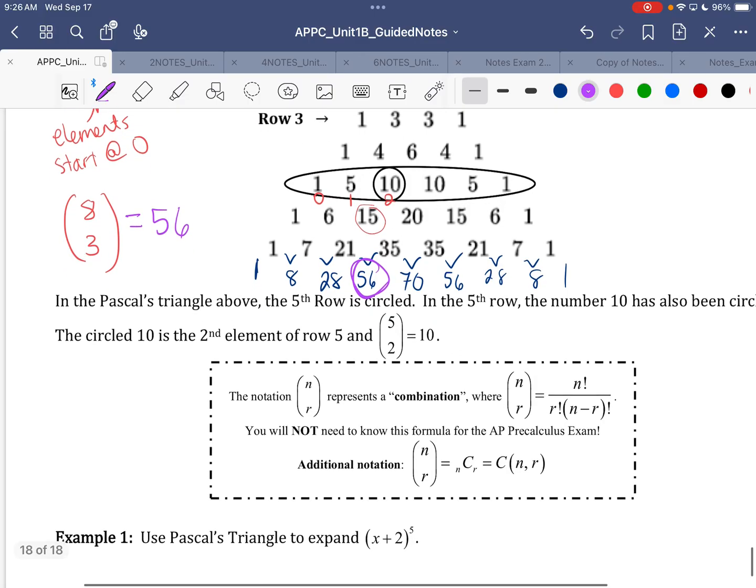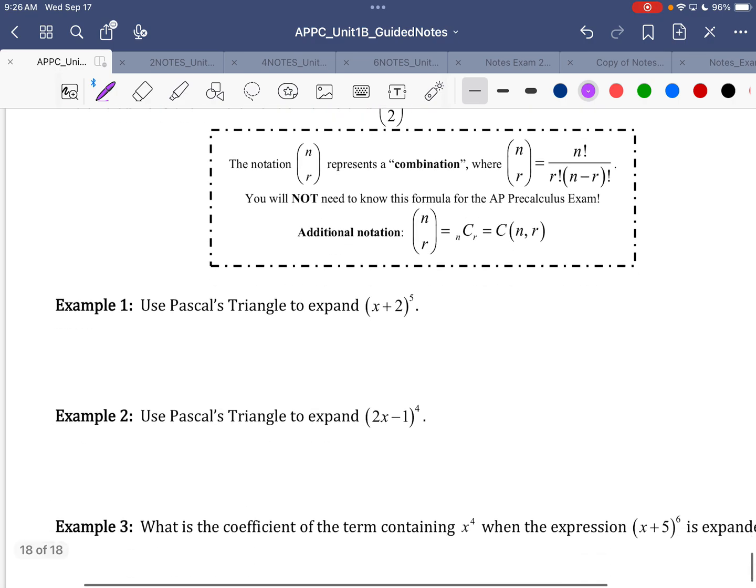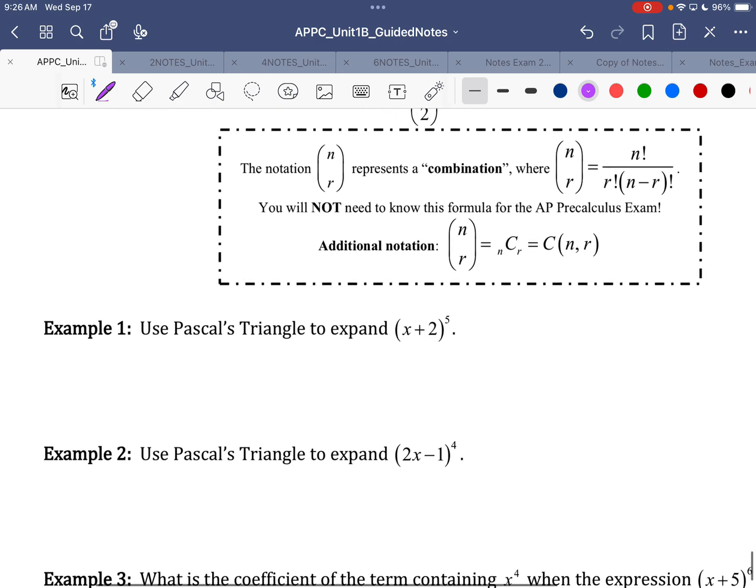All right, so let's expand x plus 2 to the 5th. We haven't actually expanded a binomial. Think about if you were to do x plus 2 to the 5th by hand without binomial expansion, that would take a really, really long time. And you would probably also mess up some of your multiplication. So this is the usefulness of binomial expansion.